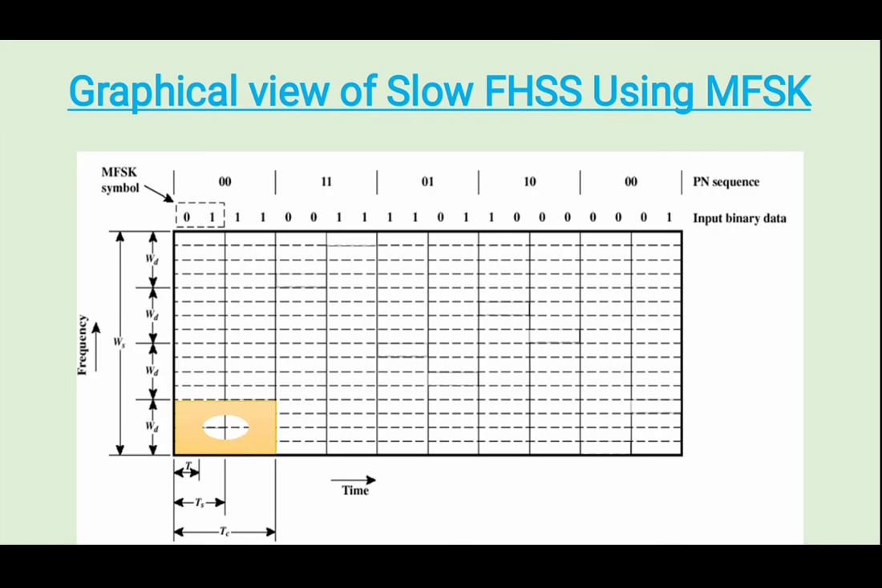Review of slow frequency hopping. You can observe that your frequency slots are highlighted with a brown color, and your data is highlighted with a blue color, which are in the same frequency slot.